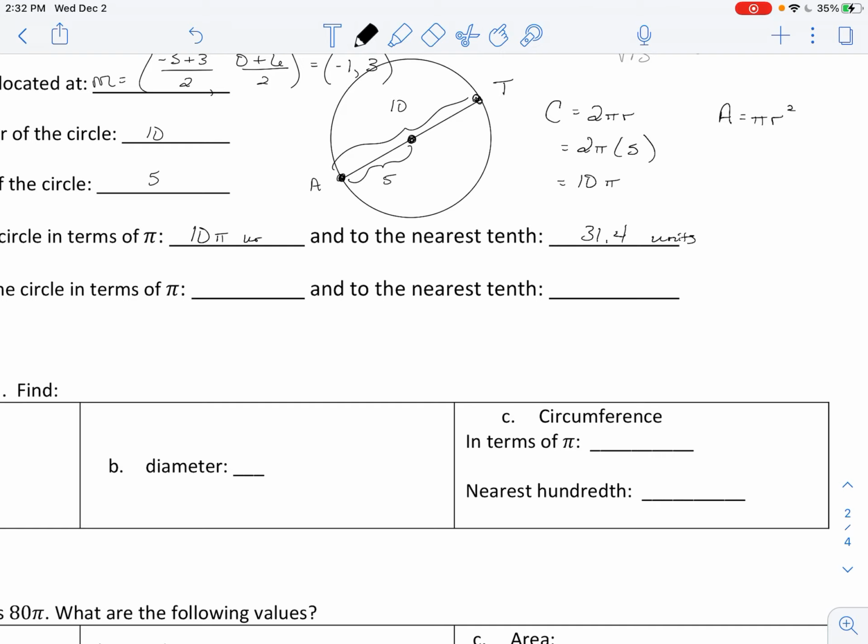So I'm going to do very similar work for my area, only this time, not only will I plug in my radius of 5, I have to square that. 5 times 5 is 25, but there was still a pi in the problem. Therefore, the area in terms of pi, where I haven't rounded anything, is just 25 pi square units. When I put 25 pi in my calculator to the nearest tenth, I get 78.5 square units.